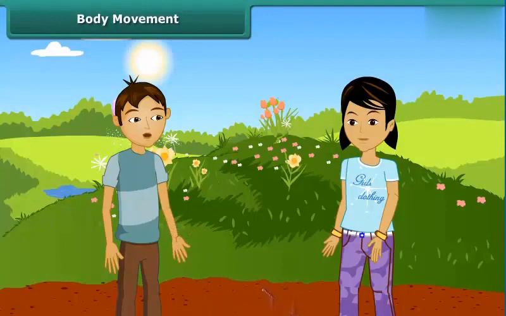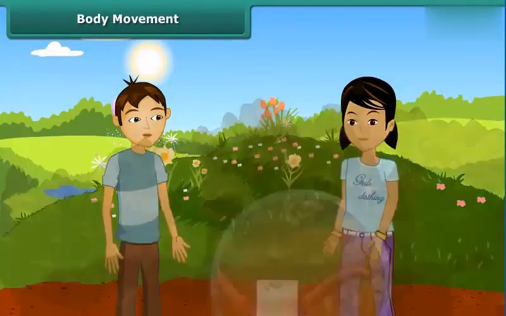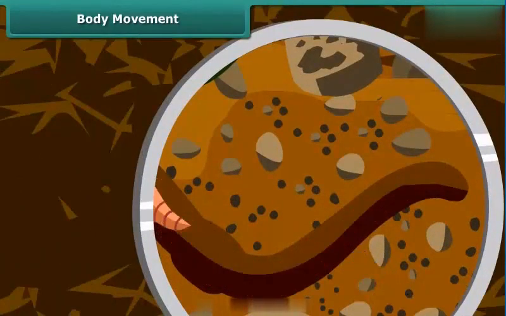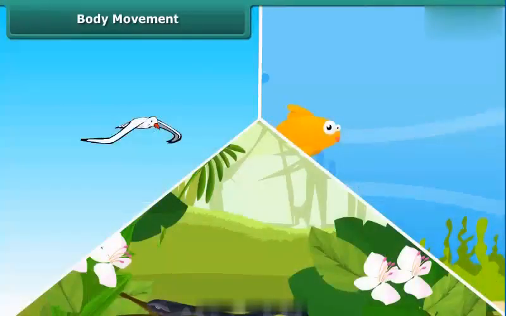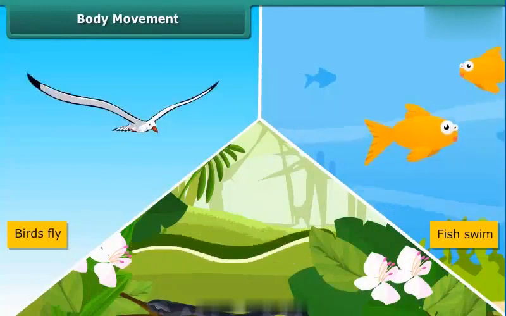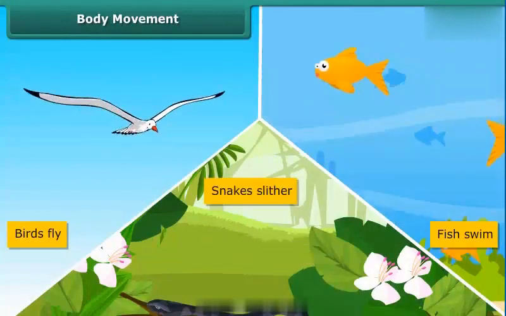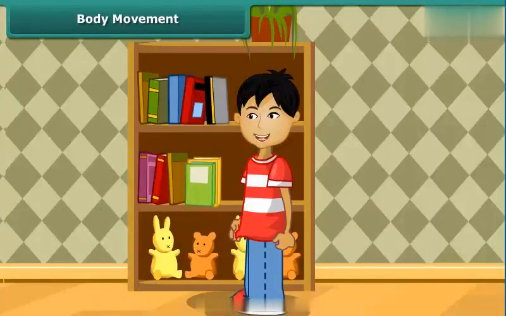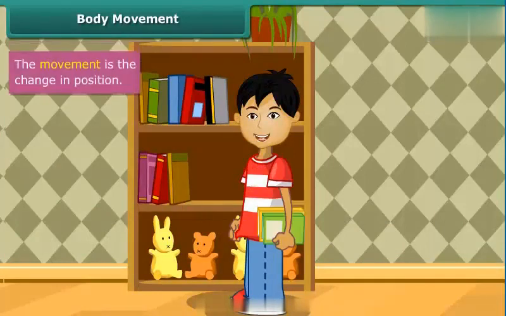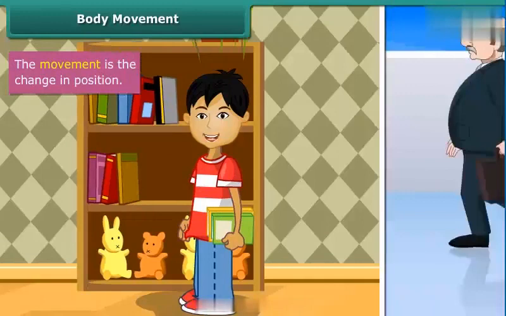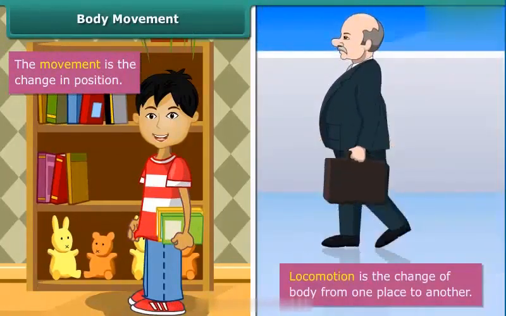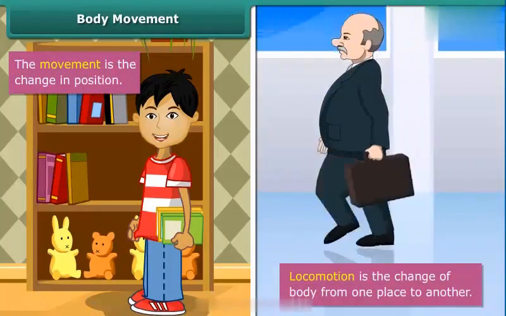Body movement. Hey, look at the earthworm in the soil. How does it creep? Yes, as we walk or run, these earthworms creep or crawl. Birds fly, fish swim, snakes slither. Other than these movements, we also move various parts of our body, like when we pick up a book, we move our hand. Movement is the change in position, while locomotion is the change of the body from one place to another.